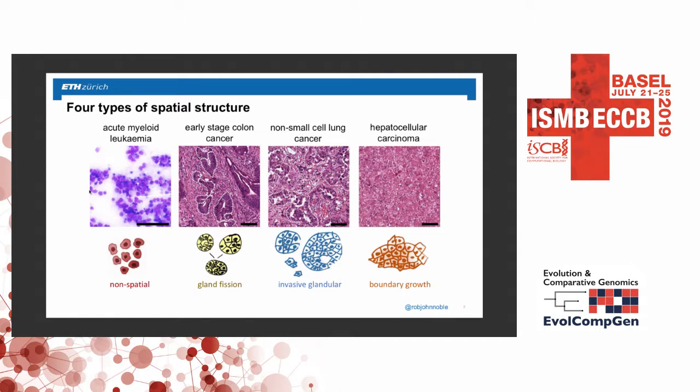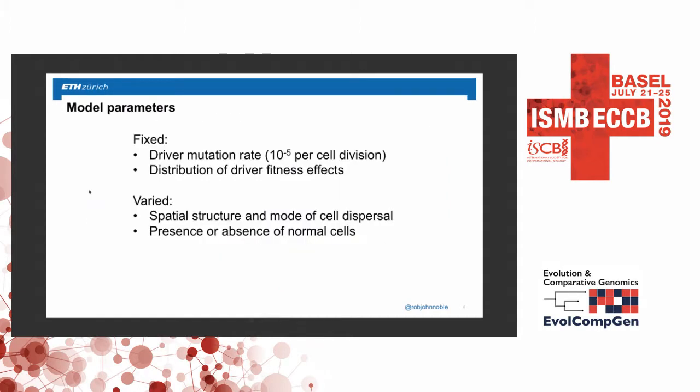So we take these 4 types, and what I wanted to do was to compare how the structure of the tumor, the architecture, and the mode of cell dispersal influences the evolutionary mode, putting aside the evolutionary parameters. So what I did was I ran many simulations in which I kept evolutionary parameters fixed, so in particular the mutation rate and the distribution of fitness effects of these driver mutations. And I just varied the spatial structure among the 4 paradigms that I've just shown you. And I vary whether we're invading normal tissue or growing into a duct.